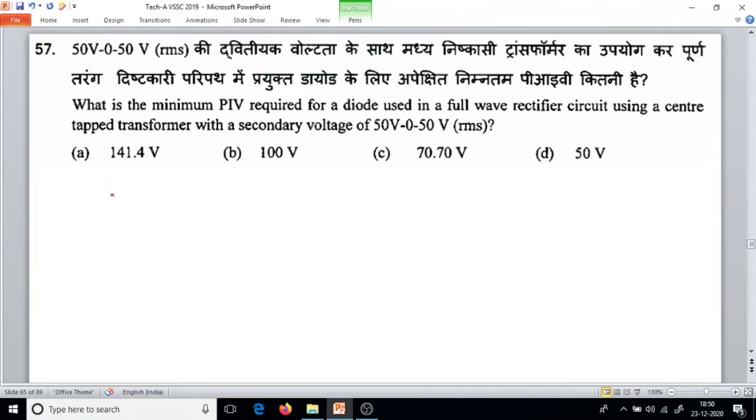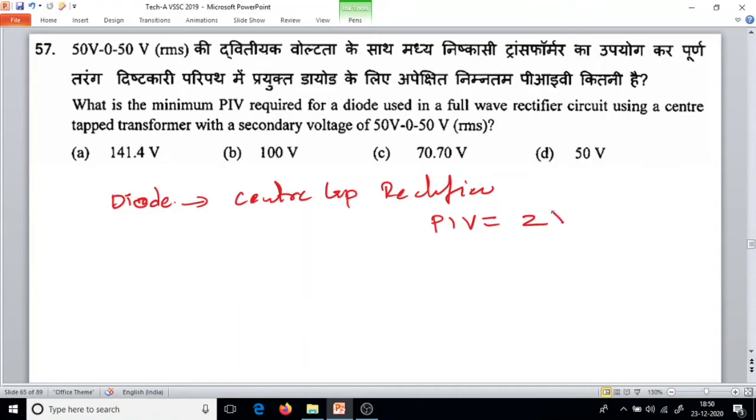For a diode used in center tap rectifier, correct? Yes, the diode is in a center tap rectifier. The peak inverse voltage will be 2 times Vm.